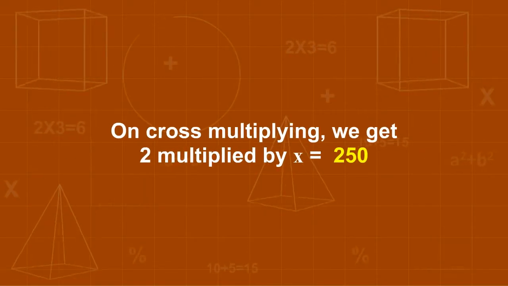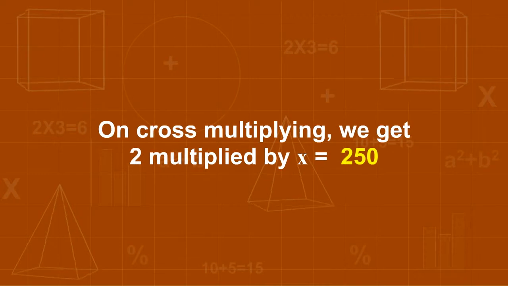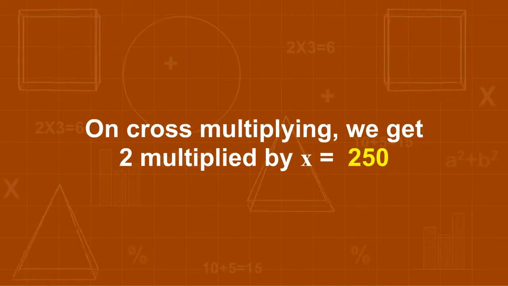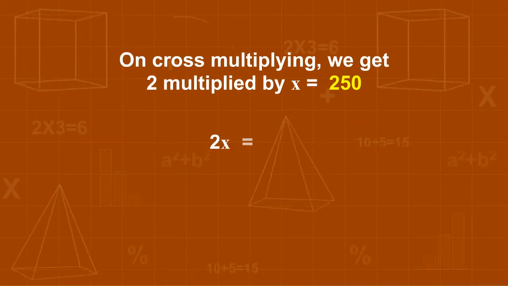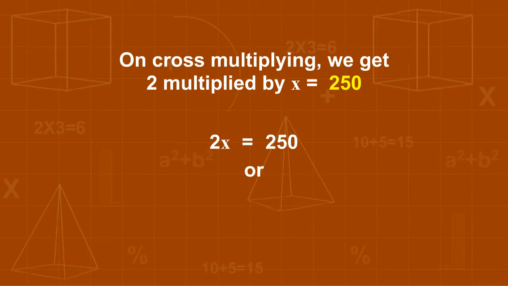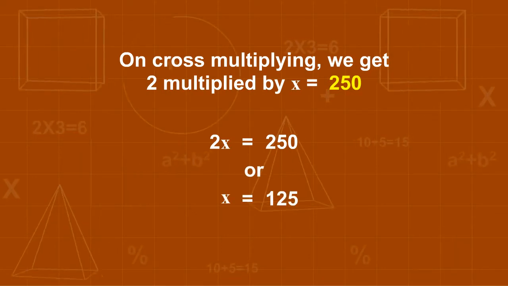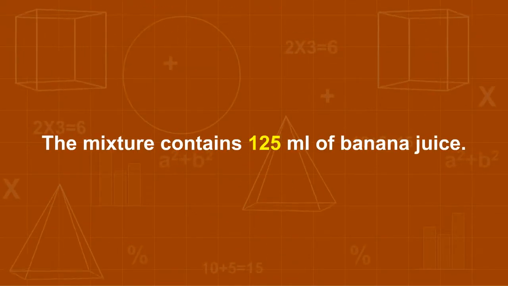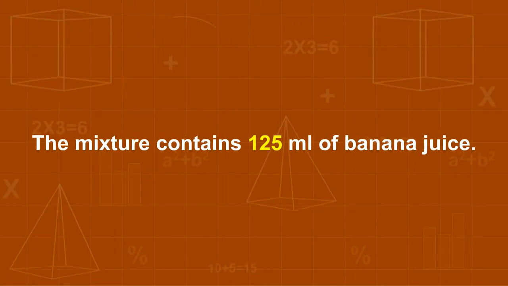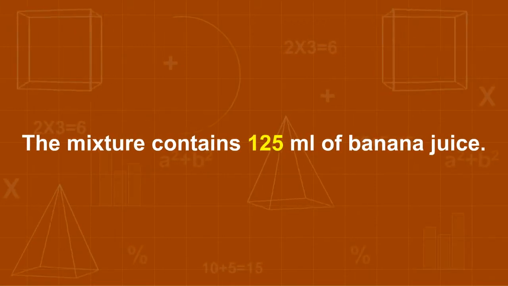On cross multiplying, we get 2 multiplied by x is equal to 250. 2x is equal to 250 or x is equal to 125. Hence, the mixture contains 125 ml of banana juice.